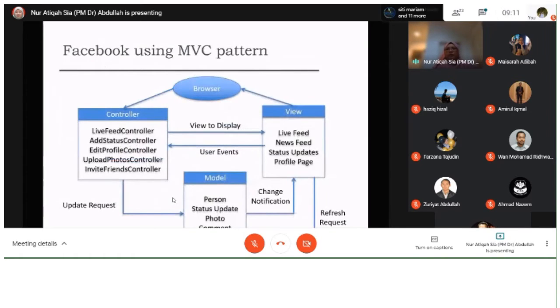Okay, this one Facebook. For example lah, this one Facebook. Dia gunakan MVC. So katakan kita ada view. User event tu katakan dia adalah edit profile. So dia hantar request, user event hantar request untuk edit profile dia. Maka controller akan hantar request kepada model. Model akan update kepada profile yang ada and then dia akan balik notification kepada user kata dah change dia punya profile. Katakan dia nak add status, user event hantar add status kepada controller. Controller akan update request kepada model, model akan update status and dia akan hantar notification.